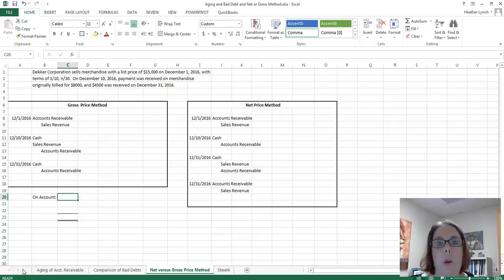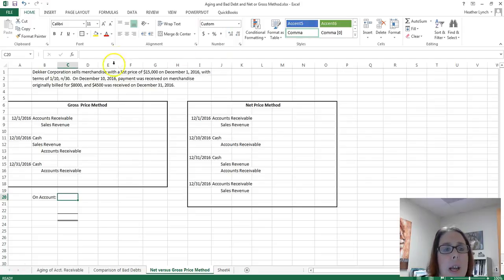Hi everybody. So in this discussion, we're going to look at the difference between the gross price method and the net price method. This is fairly new in the accounting world. You may be used to the gross method, but you may not necessarily be used to the net price method.